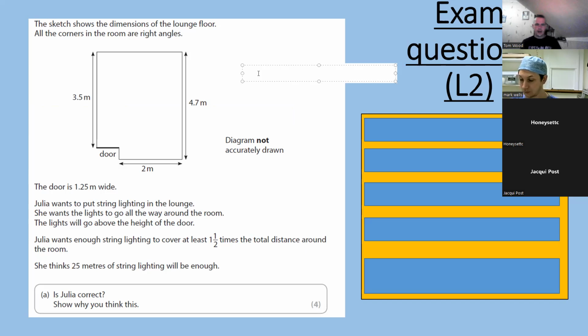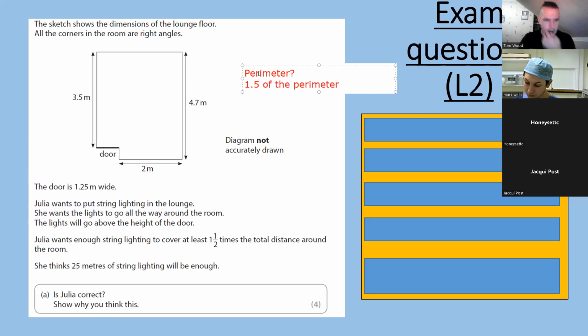She wants the lights to go all the way around the room, and the lights will go above the height of the door. So it is the perimeter and the door, that's where the lights are going to go. She wants enough string to cover at least 1.5 times the total distance of the room. Fantastic. So what I need to know is the perimeter. Then once I've got the perimeter, I need 1.5 times the perimeter. And then once I've got that, is 25 meters enough?